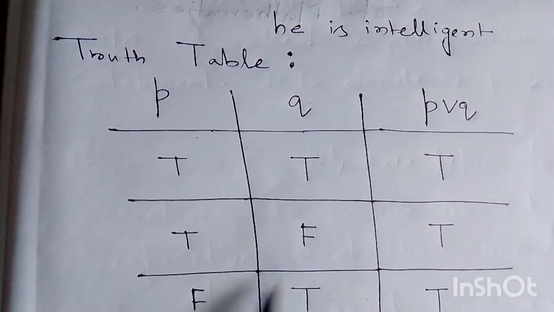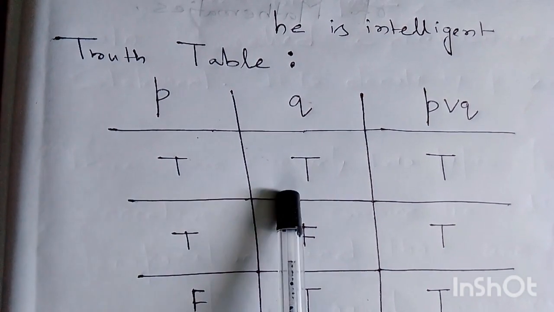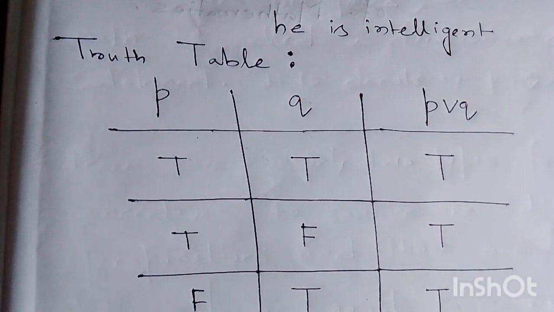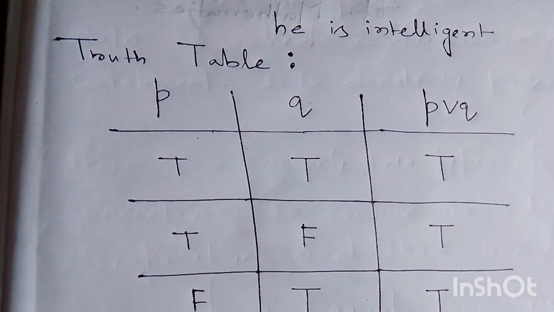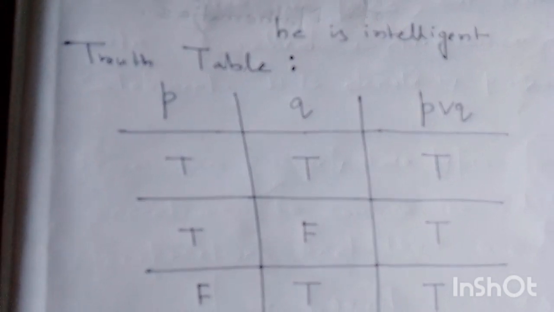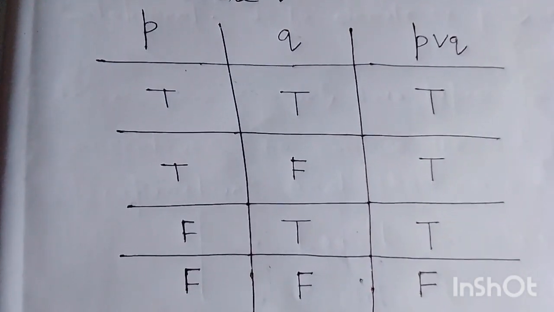It's just nothing but adding the two values of the propositions. When P and Q are true, true, this will be true. When P is true and Q is false, then it will be true. When P is false and Q is true, then it will be true. And when both the values are false, then the disjunction value is also false. Let me give you a simple example to memorize it.